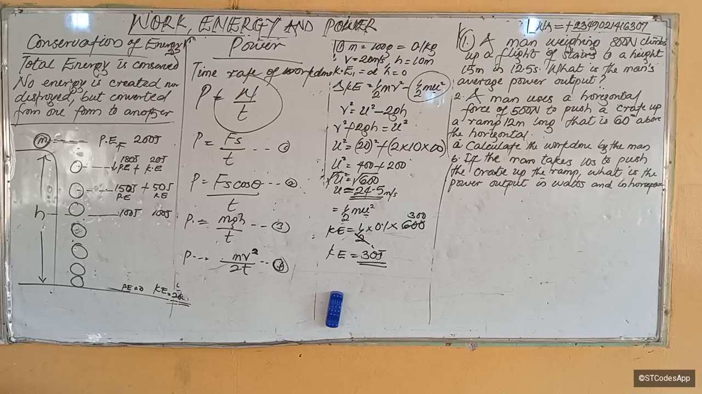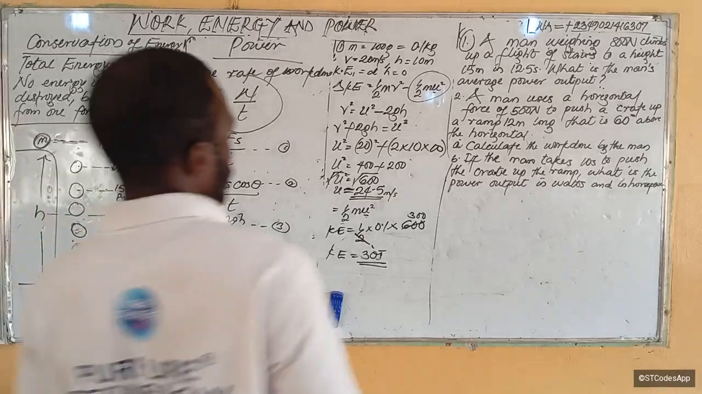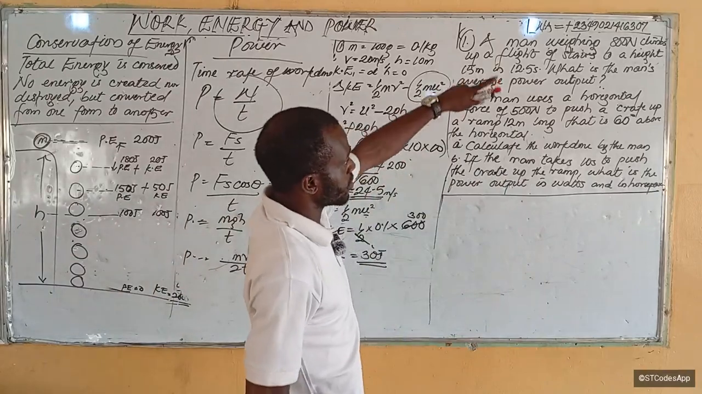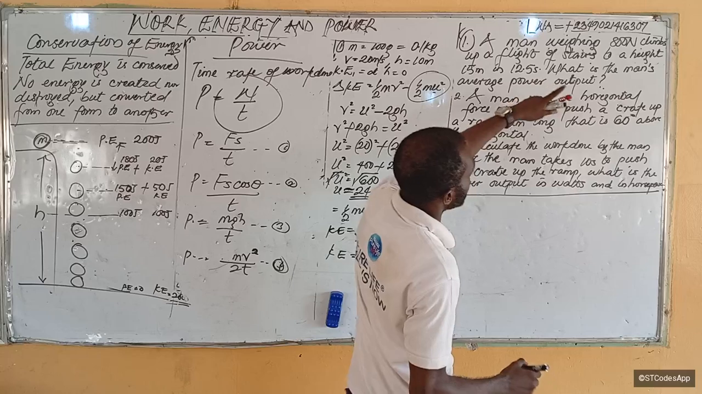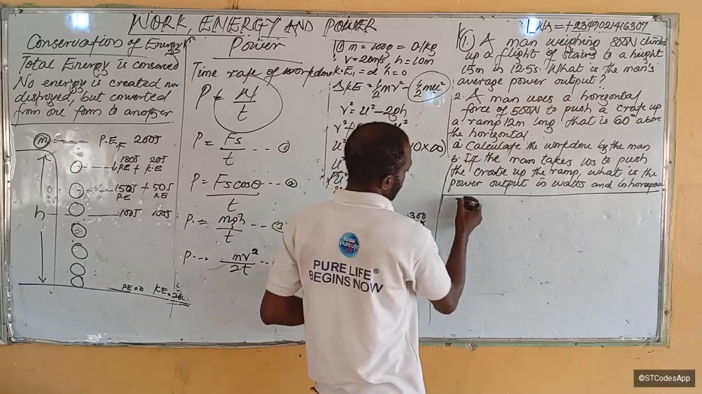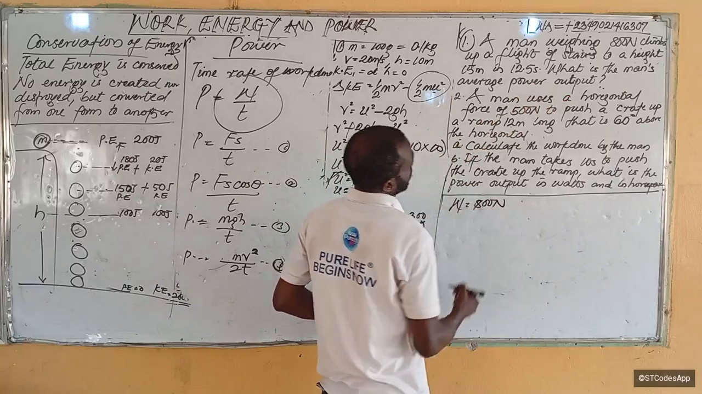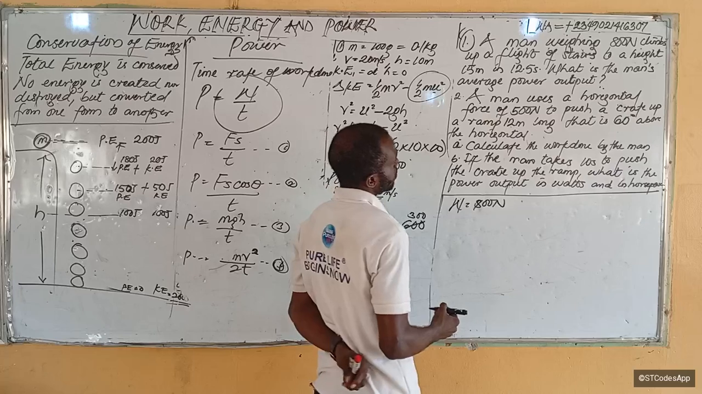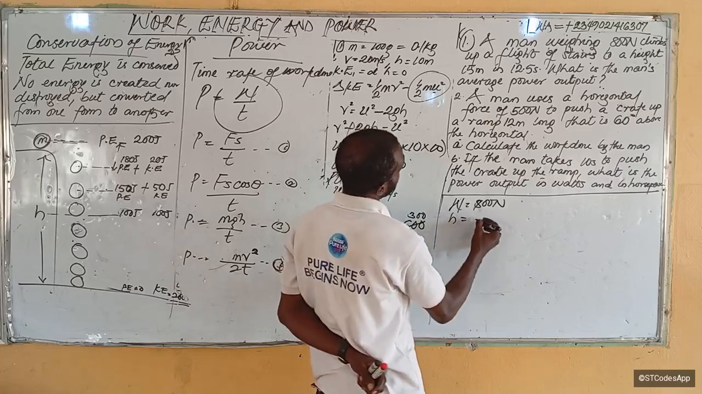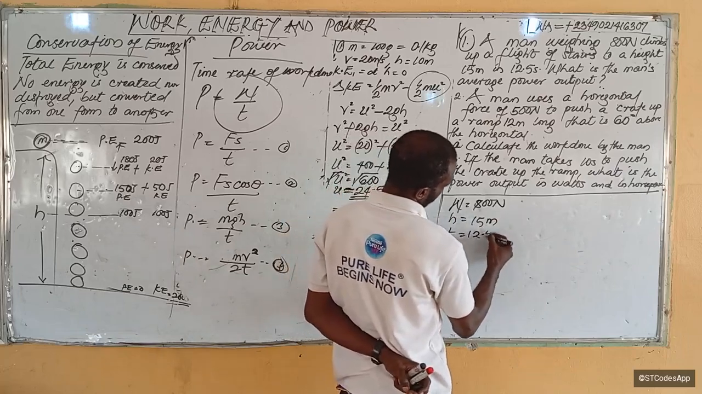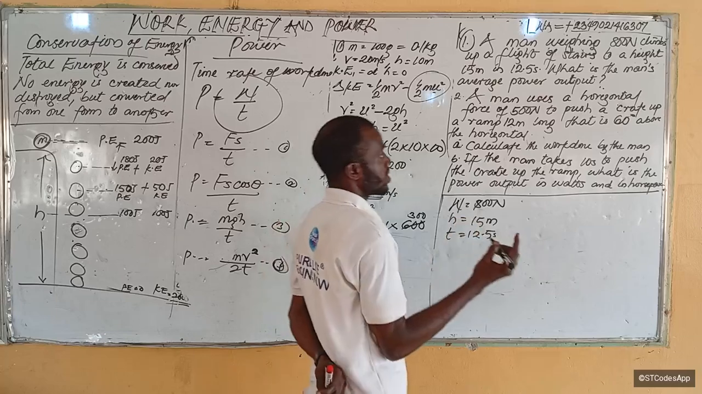All right, so I'm going to be solving just two questions. It says, a man weighing 800 Newton climbs up a flight of stairs. So the weight of the man is 800 Newton, and he climbs up a flight of stairs of height 15 meters in time 12.5 seconds. What is the man's average power?